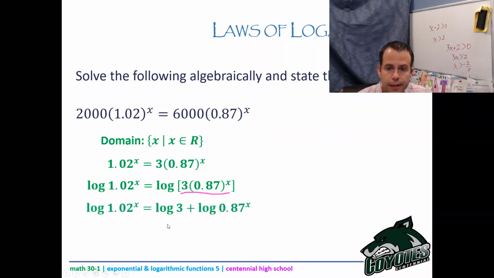So that will look like this. Now, I want to get all the terms, just like I was doing yesterday, involving x over to one side and all the terms that don't involve x onto the other side. So I'm going to take that log 0.87 to the x here and bring it over.